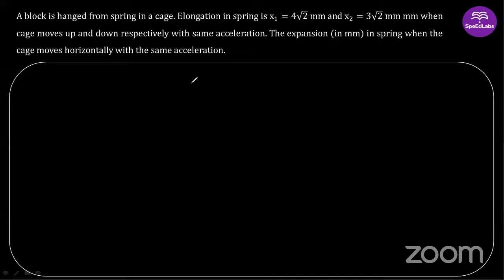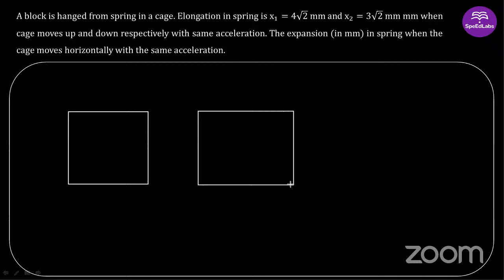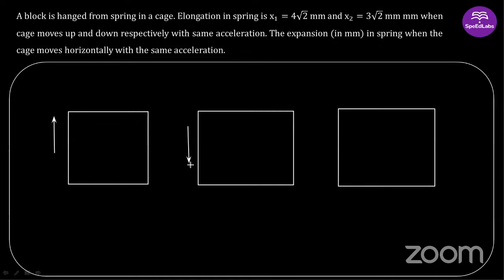So this is the thing, that this is the cage. There are three conditions which are given. So this is a cage, and when it is moving in upward direction with an acceleration, then it is moving downward with an acceleration. In the last case, they are asking it is moving horizontally with the same acceleration. So what would be the elongation in this case? When a spring is in this case, what is happening?